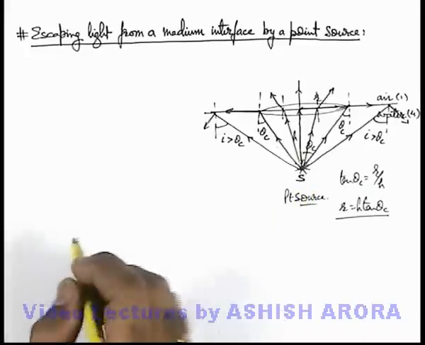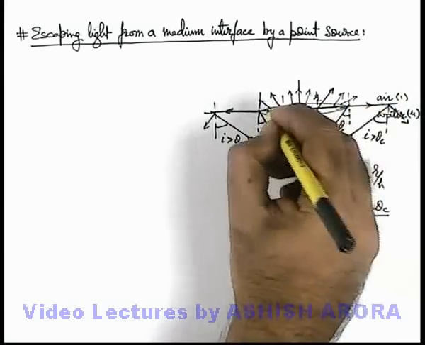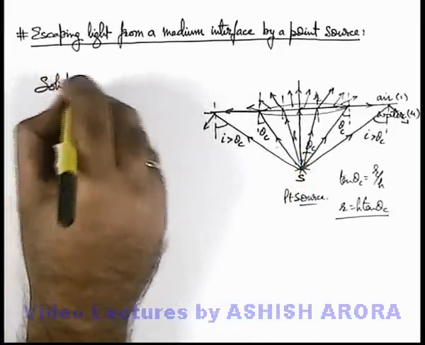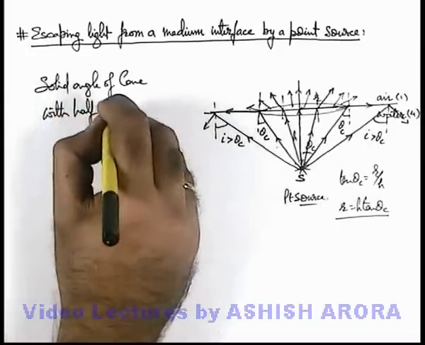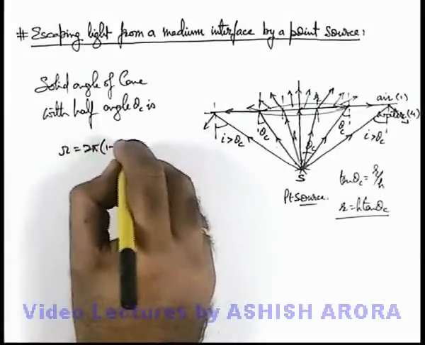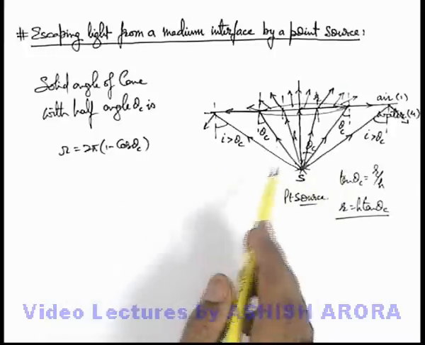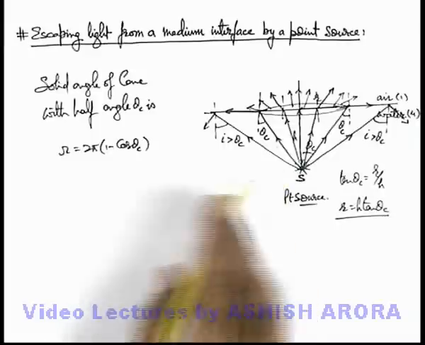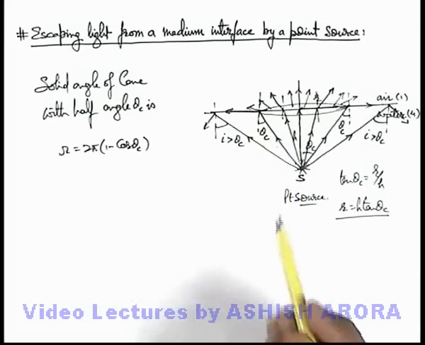So in this situation here, we can easily calculate the amount of light energy which is escaping to air from water by using the concept of solid angle, as here if we calculate the solid angle of a cone with the half angle theta c, the solid angle we can write as 2 pi (1 minus cos theta c). The relation between half angle of a cone and solid angle you can analyze from the fundamentals of mathematics or basic mathematics section in the beginning of these lectures. And here we are calculating the value of solid angle, and using the solid angle we can find out the total light energy which is escaping from the water to air.